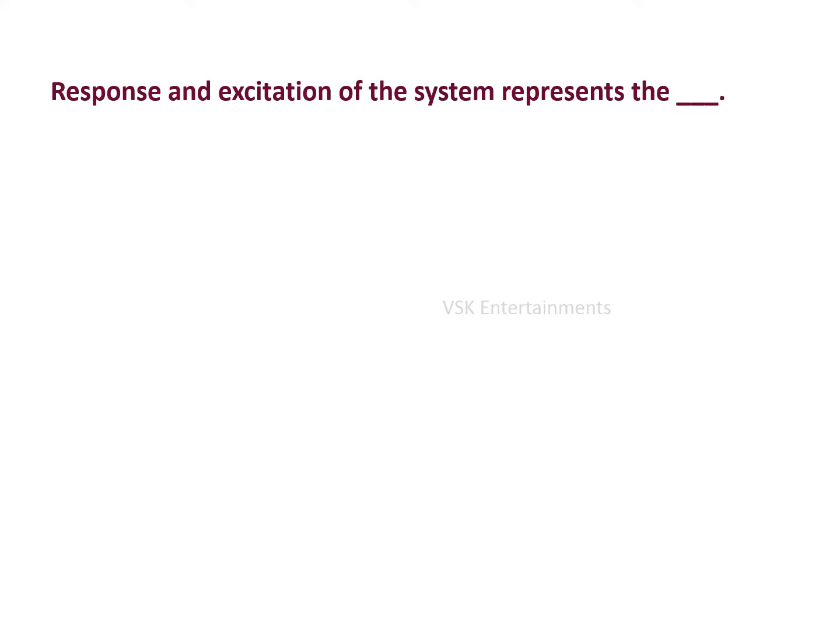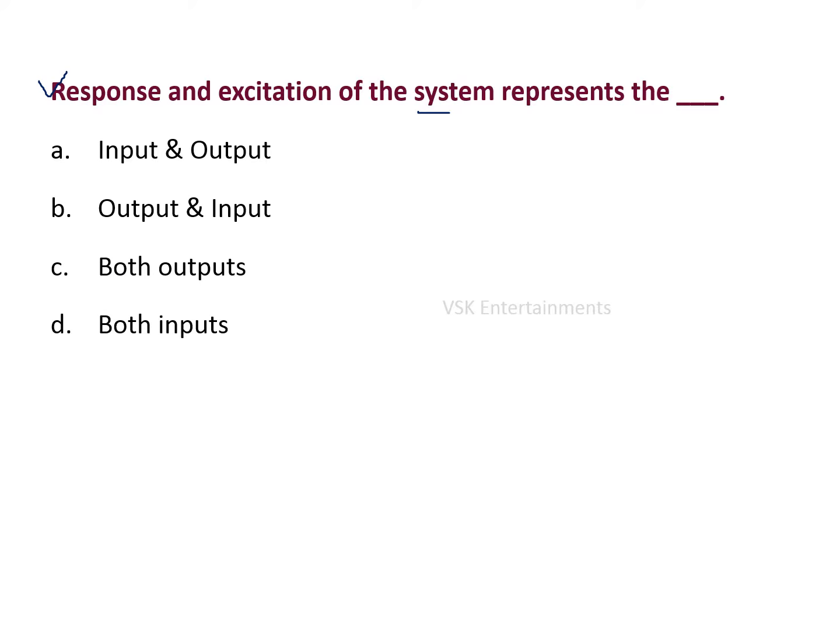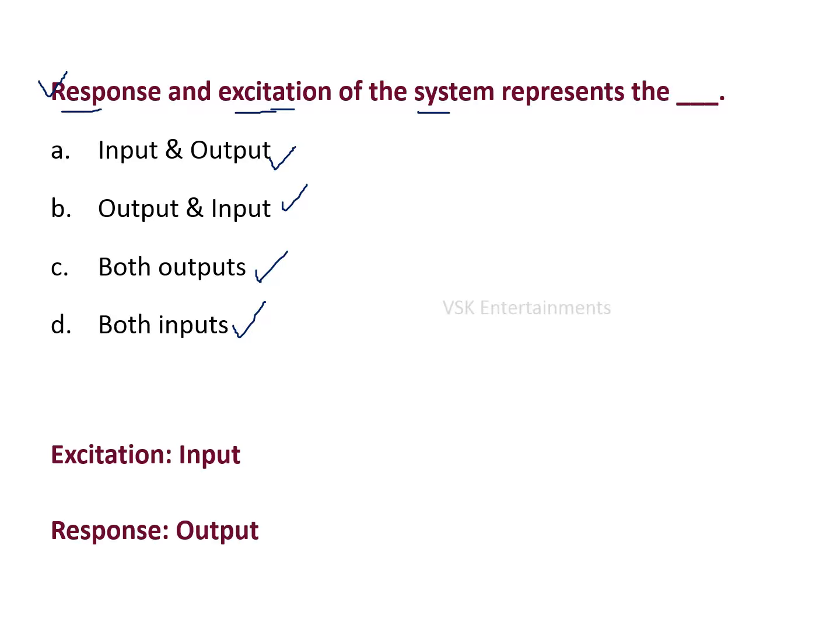Coming to the next bit, the response and excitation of the system represents, options are input and output, output and input, both are outputs, both are inputs. Here response is nothing but output from the system, and excitation is nothing but input to the system. They are asking about response and excitation, means output and input. So option B is the right answer.